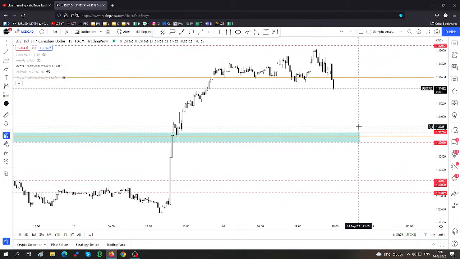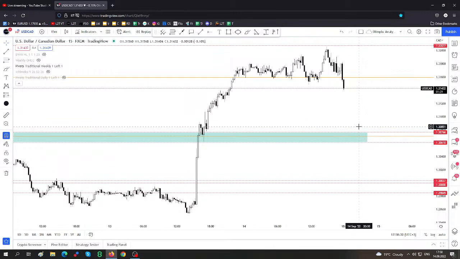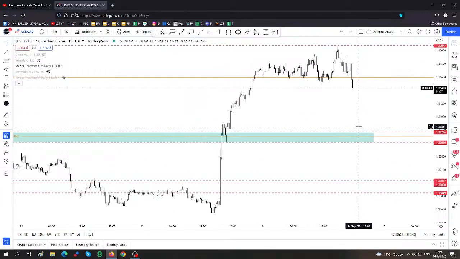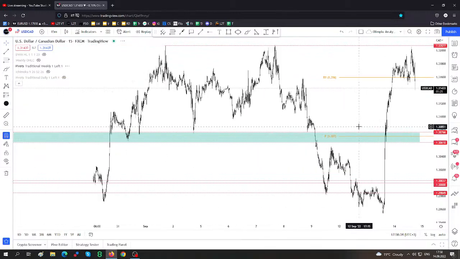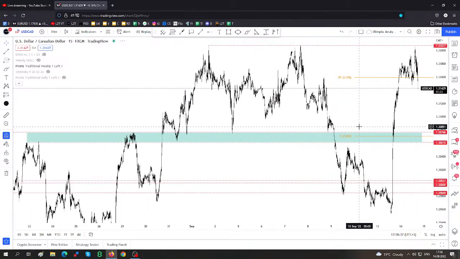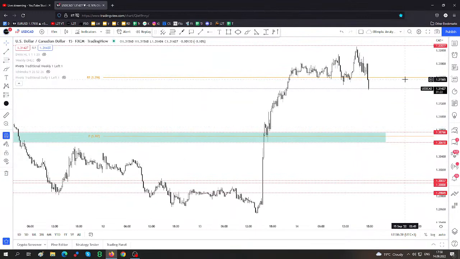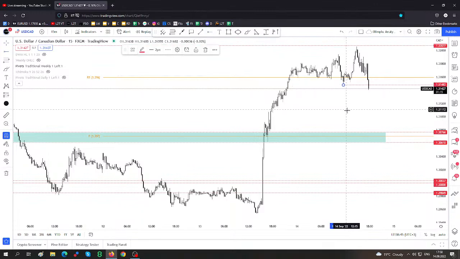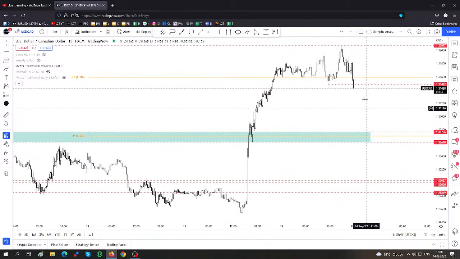I don't want to sell the US dollar. Yeah, maybe here in the short term after failing to stay above the R1, above 1.3148. This calendar will be closed in 1 minute.